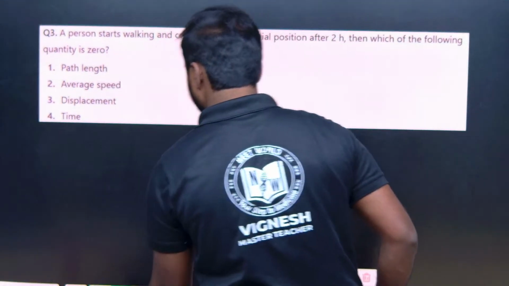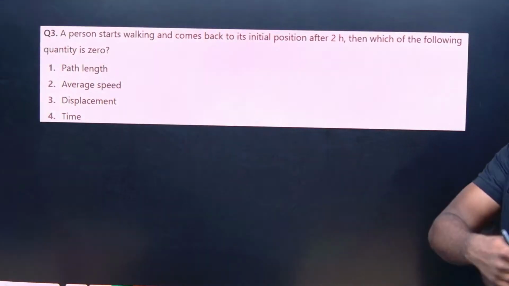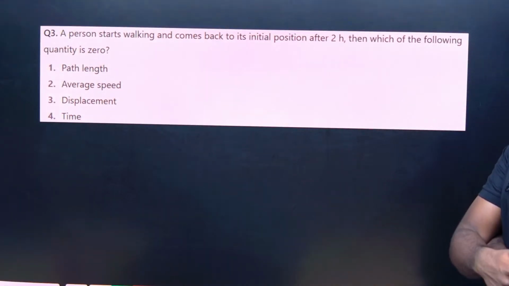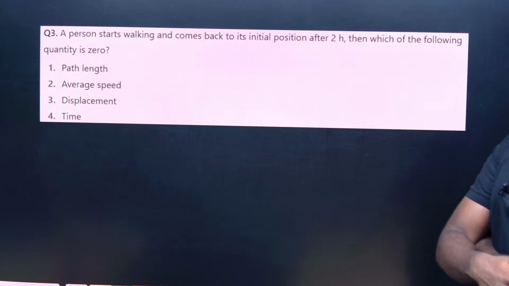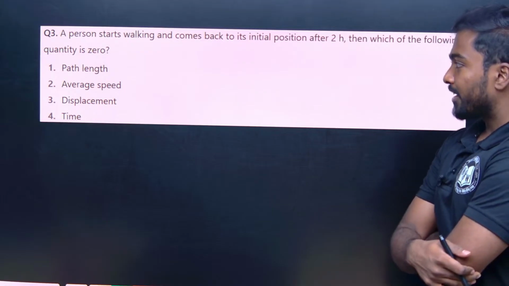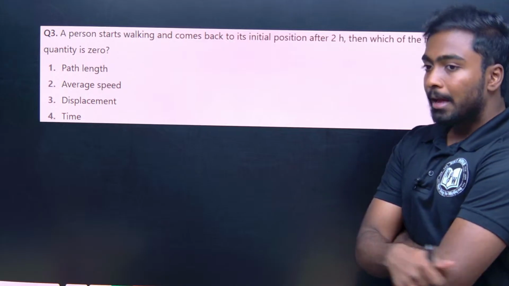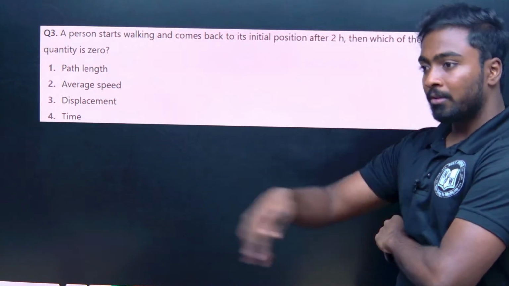A person starts walking and comes back to its initial position after 2 hours. Then which of the following quantity is 0? Path length, average speed, displacement, time. Path length can't be 0, it will be there.